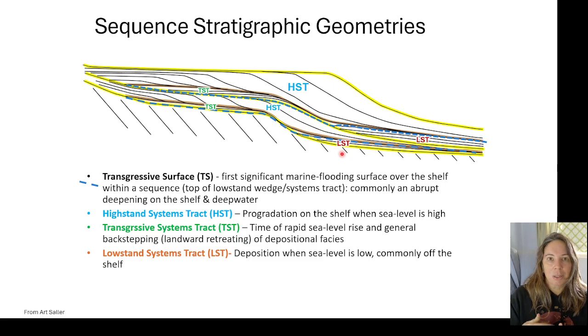And so this tends to be a time of very rapid sea level rise, and then a backward stepping, or landward retreating, of depositional facies. And then our lowstand systems tract. That's where you have deposition when the sea level is low. And it's commonly being deposited more off the shelf. And you can see over here that we are depositing these sediments off the shelf.